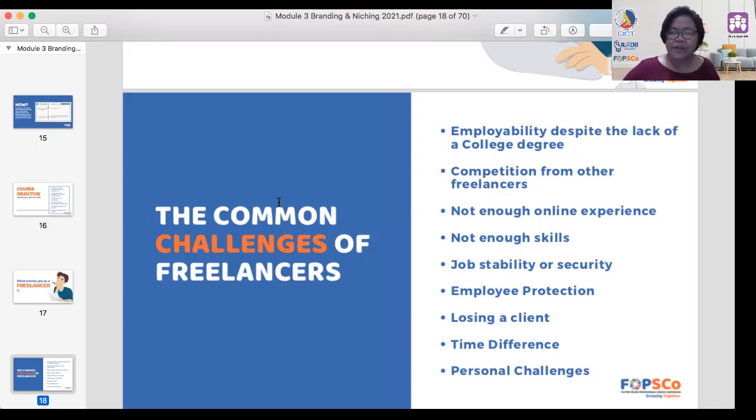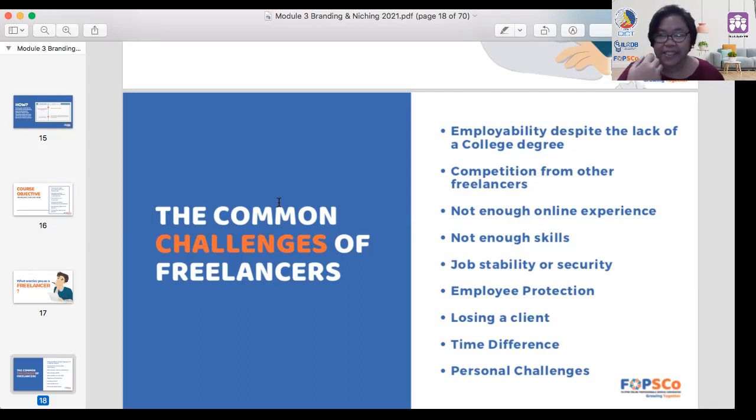And next would be if you do not have enough online experience. So medyo challenge yun syempre sa una, sa beginners, no? Another challenge which should be addressed would be not having enough skills. You should have enough skills to compete, right? Of course, for those who have already gained experience, is job stability or security. When you're a freelancer, you're just hired up to a certain point. You're on a contract.